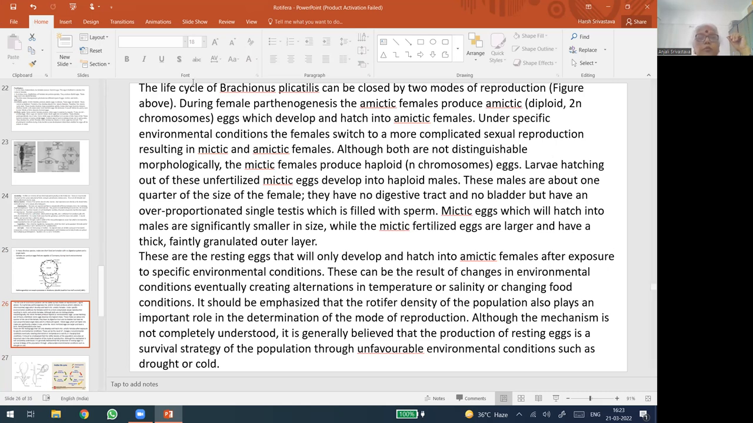These are the two modes we have already discussed, the amictic and mictic cycle. This is the difference between the amictic and mictic cycles. So the resting eggs will develop and hatch into amictic females after exposure to specific environmental conditions. These can be the result of changes in environmental conditions, such as alteration in temperature or salinity or changing food conditions. It should be emphasized that rotifer population density plays an important role in determination of the mode of reproduction. Although the mechanism is not completely understood, it is generally believed that the production of resting eggs is a survival strategy of the population through unfavorable environmental conditions such as drought or cold.